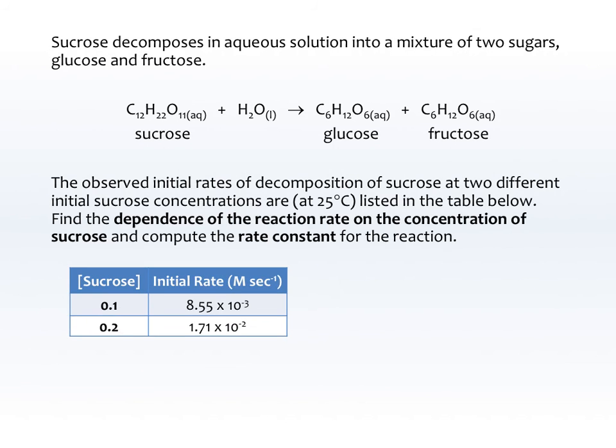Alright, next one. Sucrose decomposes in an aqueous solution into a mixture of two sugars, glucose and fructose. The observed initial rates of decomposition of sucrose at two different initial sucrose concentrations are listed below. So we have two experiments here. Notice this time they put the concentration on the right-hand side and the rate on the left-hand side. That doesn't really matter, that's just how they display the data. So we're going to find the dependence of the reaction rate on the concentration of sucrose, or the order of the reaction, and the rate constant.